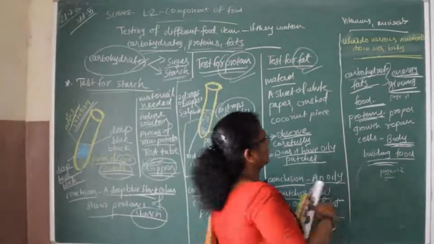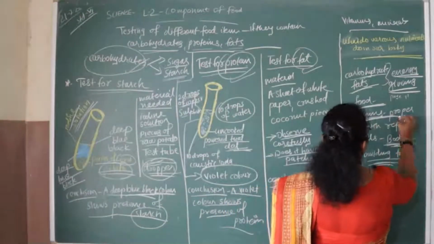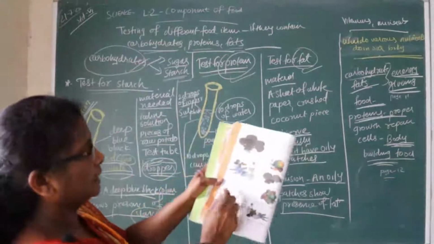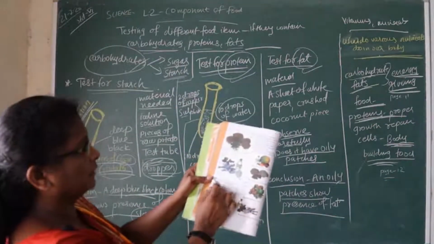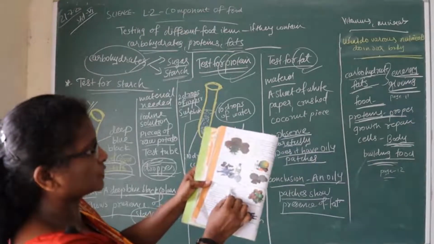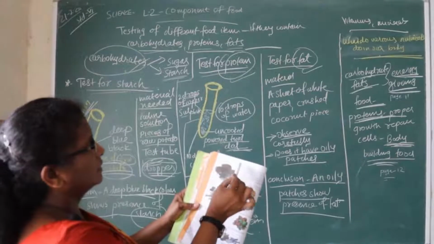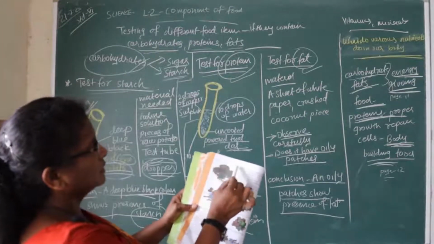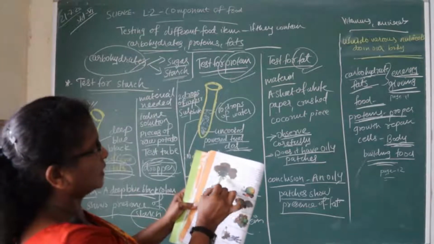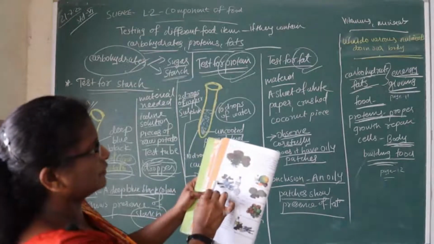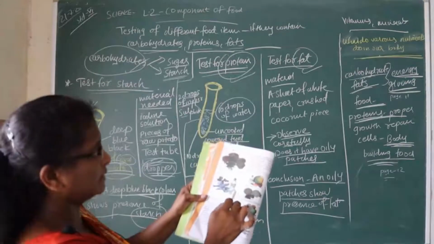On the next page, some protein containing foods. Page number 12, figure 2.5, some sources of protein. The plant sources are different types of grains: moong, tur dal, beans, soybean, peas and gram. And animal sources are meat, fish, milk, paneer and egg.